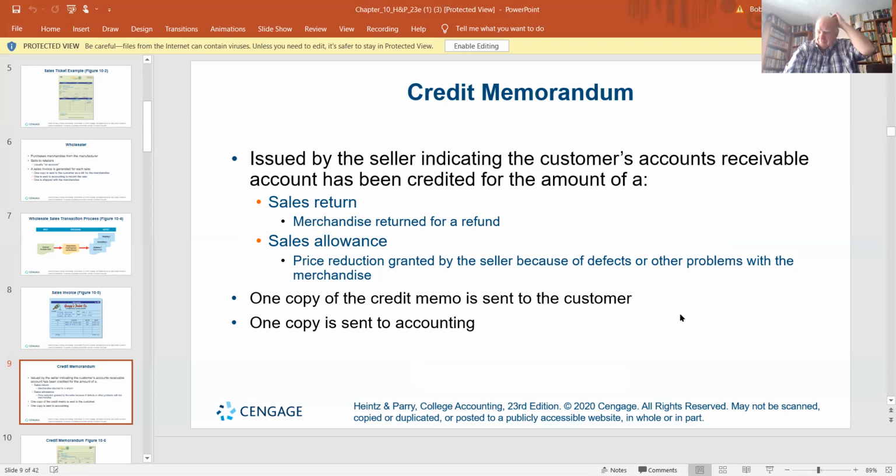You bought a toaster for $50 and for some reason you just don't like it. It doesn't seem to be toasting your bread the way you demand. So you tell the guy you're going to bring it back. The store might say, look, I don't want the toaster back either. How about I cut the price in half and you keep it? That would be an example of a sales allowance.